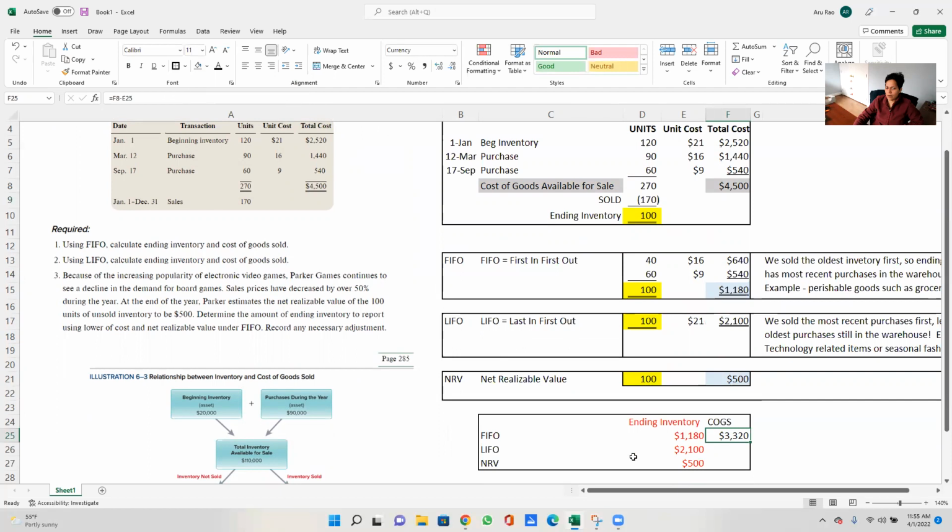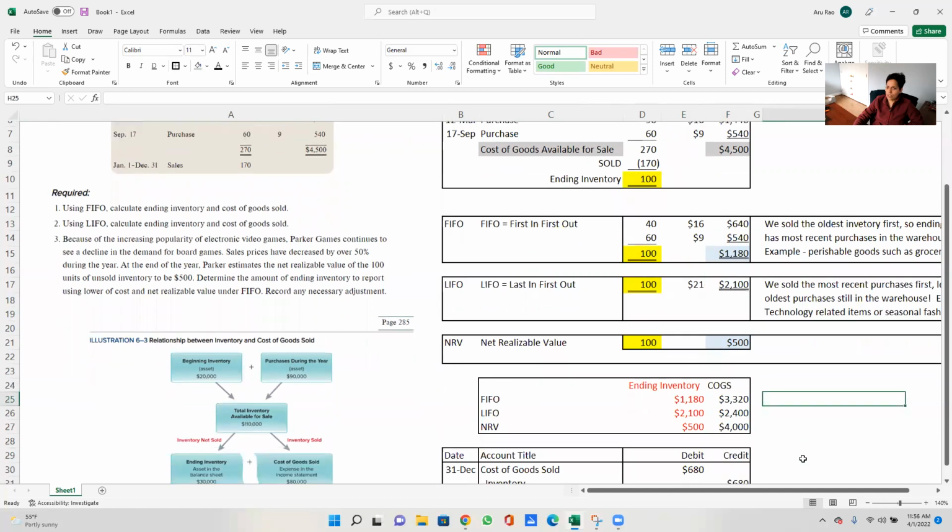Okay, same thing over here. Under the LIFO method, if I assign 2,100 to my ending inventory, how much to assign to cost of goods sold? 4,500 minus 2,100. That'll give me my 2,400. Net realizable value. 500 has been assigned to ending inventory. Therefore, cost of goods sold should be 4,000.